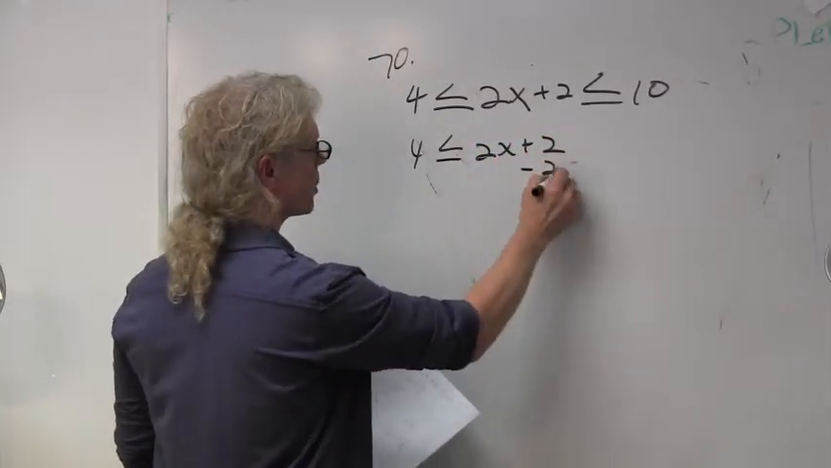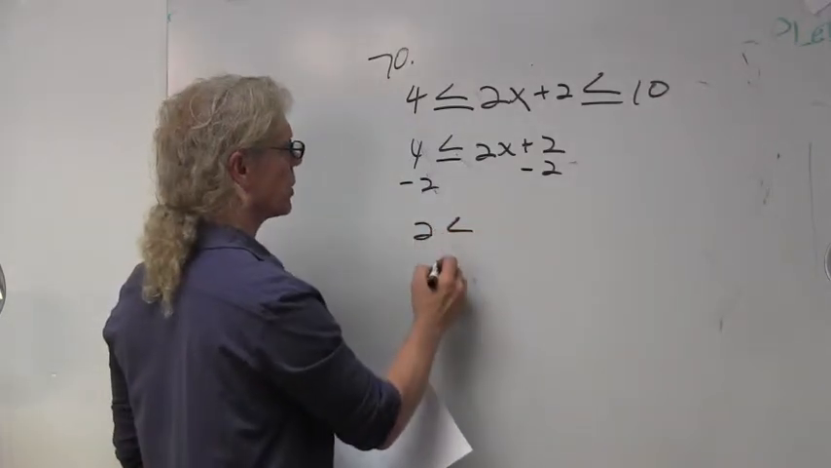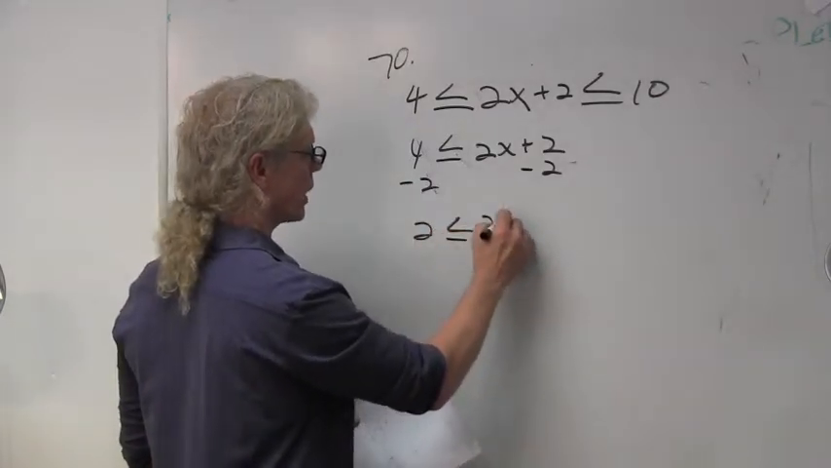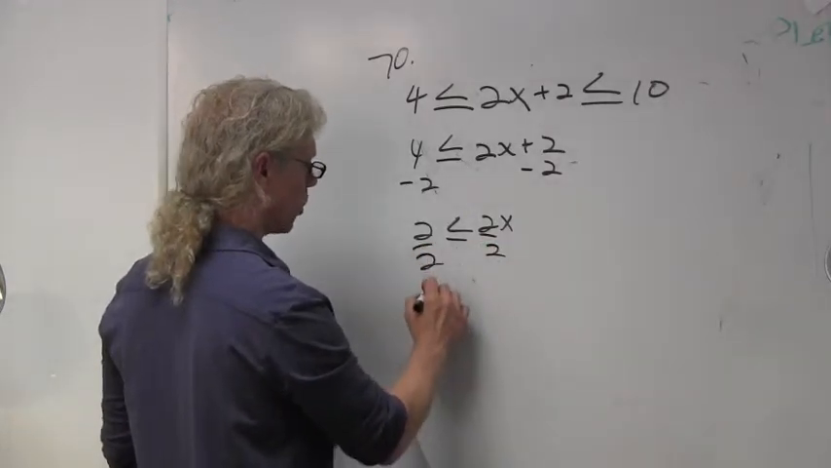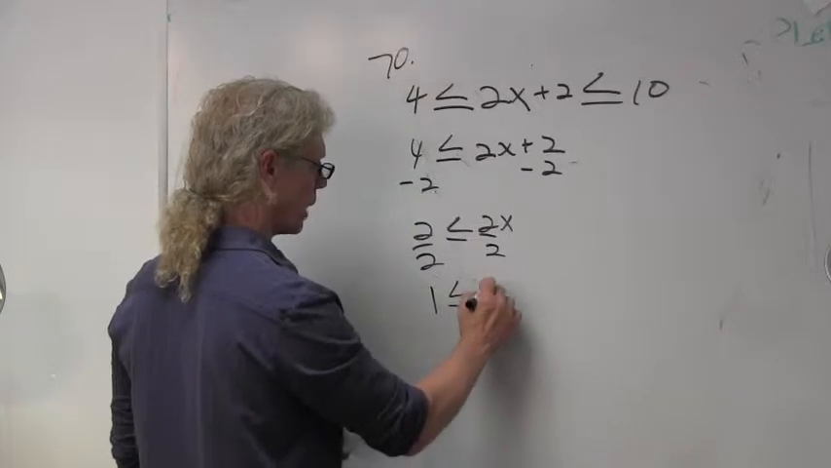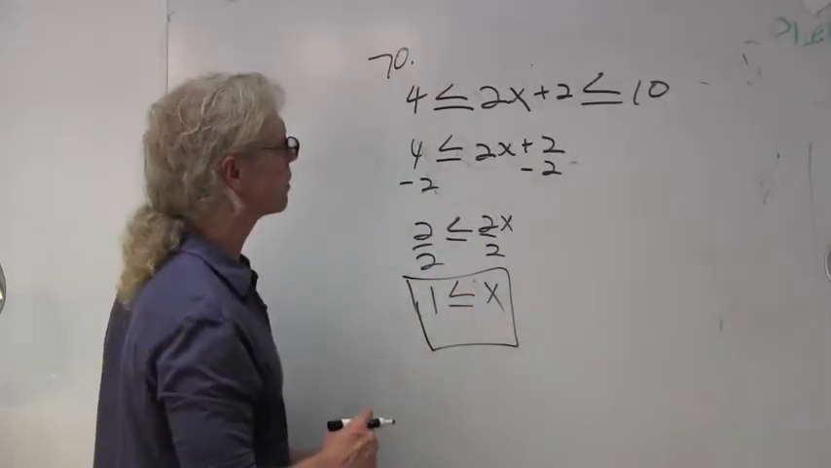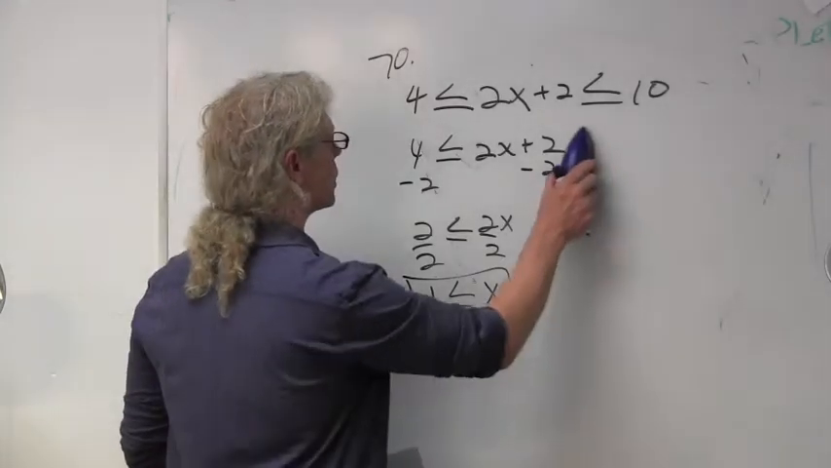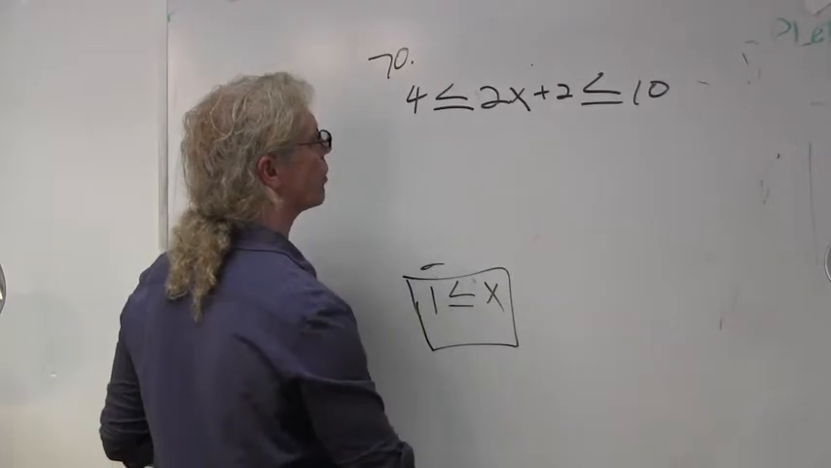I will subtract 2 from both sides of the equation, leaving me with 2 is less than or equal to 2x. Dividing both sides by 2, I end up with 1 is less than or equal to x. That side of the equation is completed. We will then go to the right side of the equation, and we will solve.